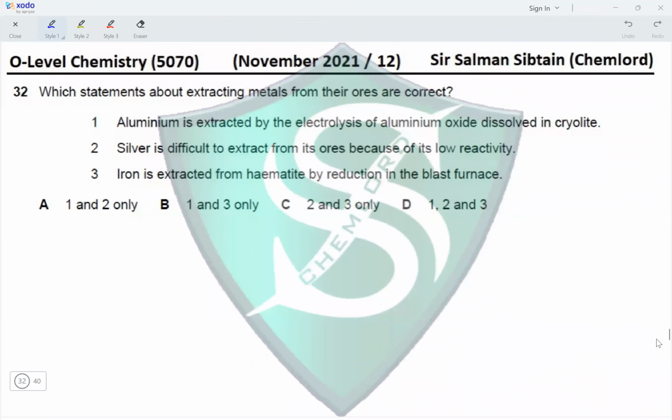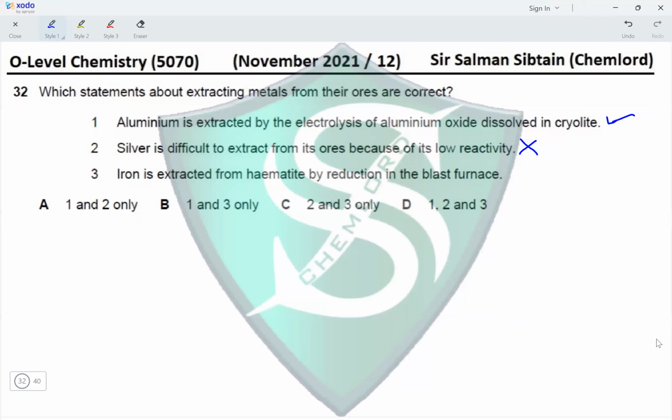Question 32. Which statements about extracting metals from their ores are correct? 1. Aluminum is extracted by the electrolysis of aluminum oxide dissolved in cryolite. Yes, that is the process of extraction of aluminum. 2. Silver is difficult to extract from its ore because it is of low reactivity. No, that is not the reason why silver is difficult to extract from its ores.